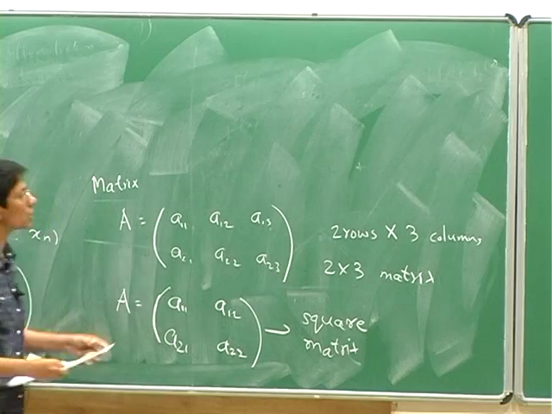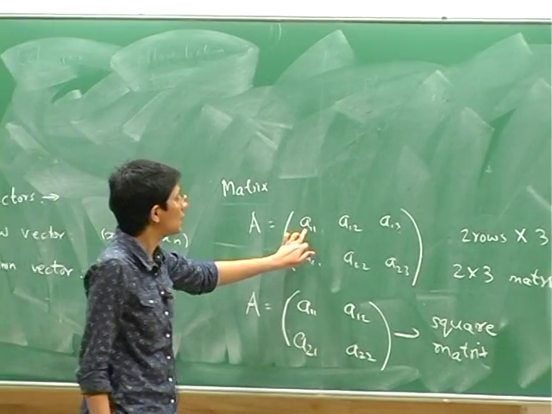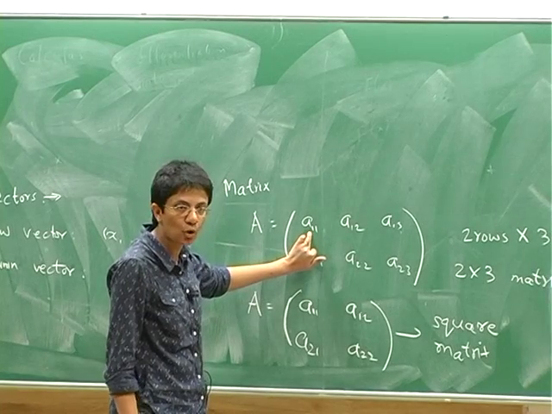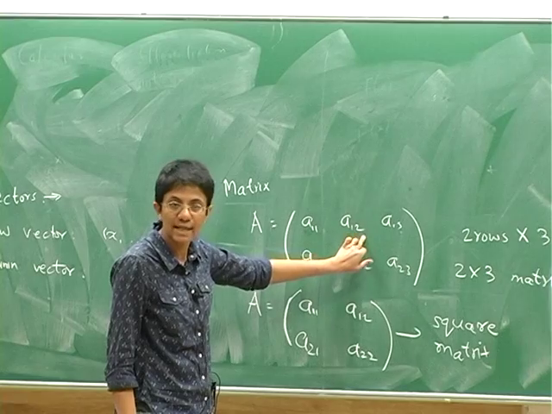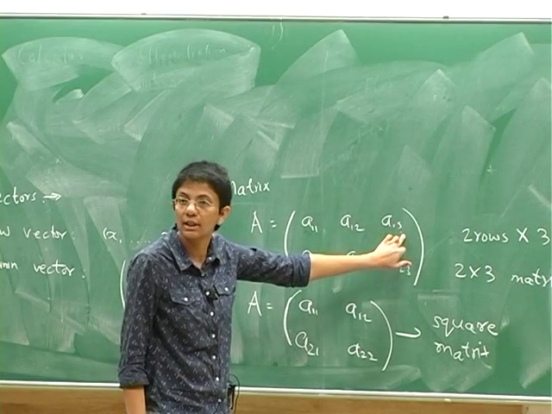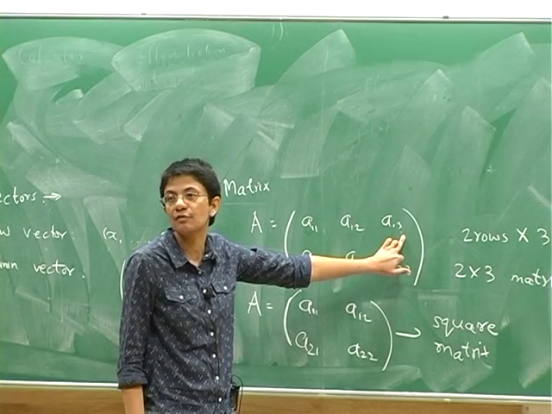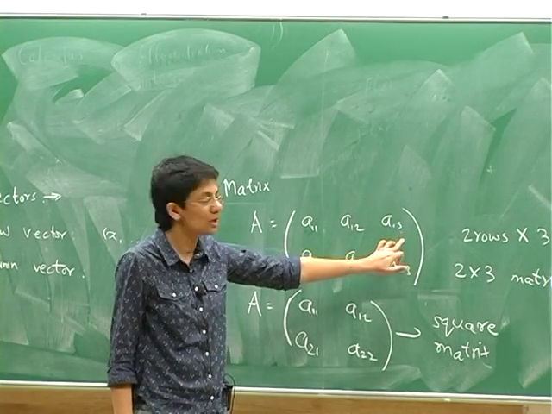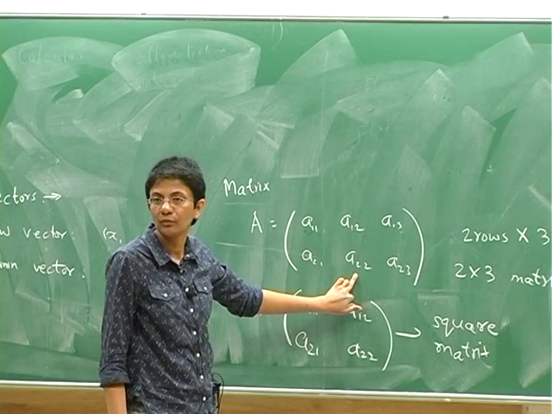Did you see my notation? I've been writing this A11. What does it mean? It means I am in the first row, first column; first row, second column; first row, third column. Okay? So we frequently write it in this manner to specify where we are. Okay? So when I say A22, it means second row and second column. Okay?